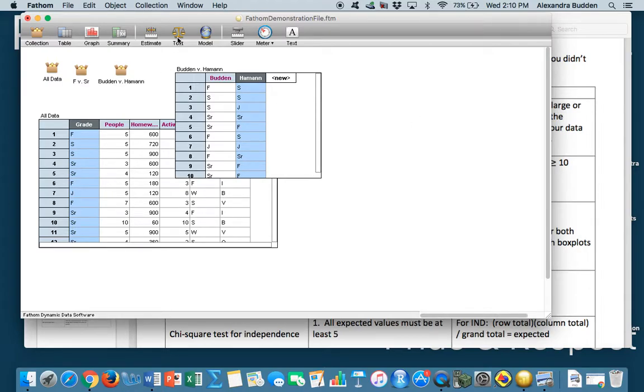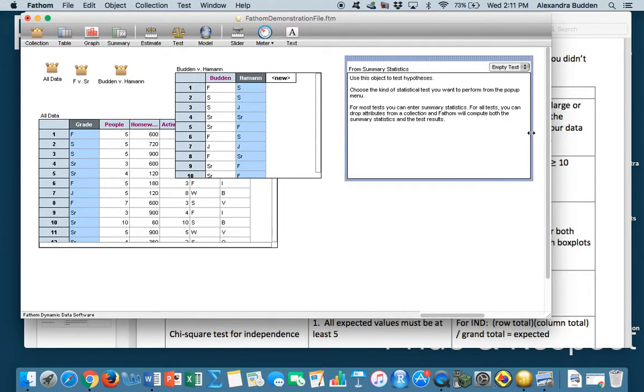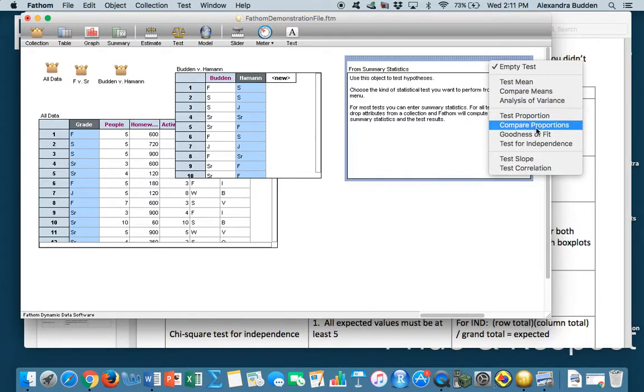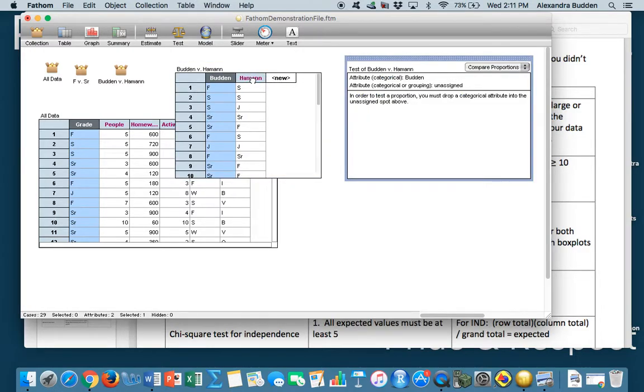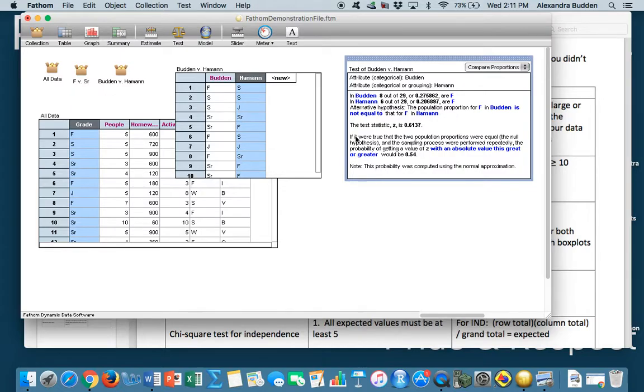Now that I've checked my assumptions, I want to carry out the test. I am carrying out a test in the upper right for comparing proportions. I am looking at my class versus Mr. Hammond's class. Anything in blue is something I can change. I need to tell Fathom exactly what to look at. Fathom right now is looking at the freshmen. I don't want to look at the freshmen, so I'm going to change both of those to seniors. Right now, Fathom is checking that the proportion of seniors in my class is not the same as Mr. Hammond's class. That's what I wanted. I can change that if I wanted it to check greater than or less than.